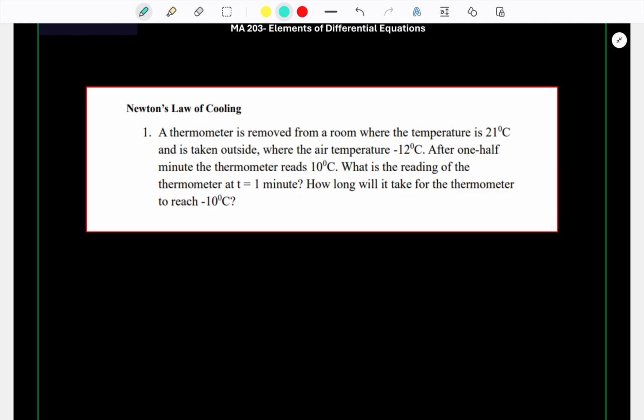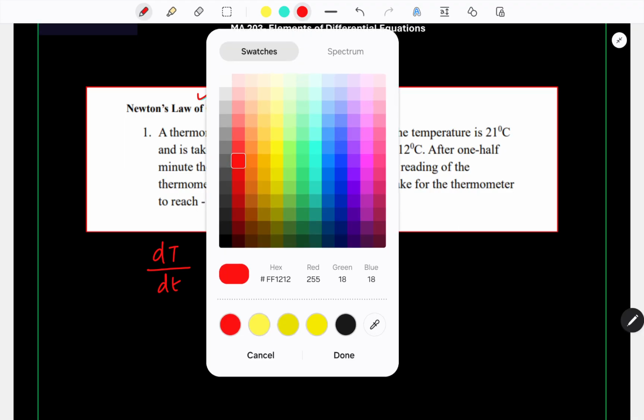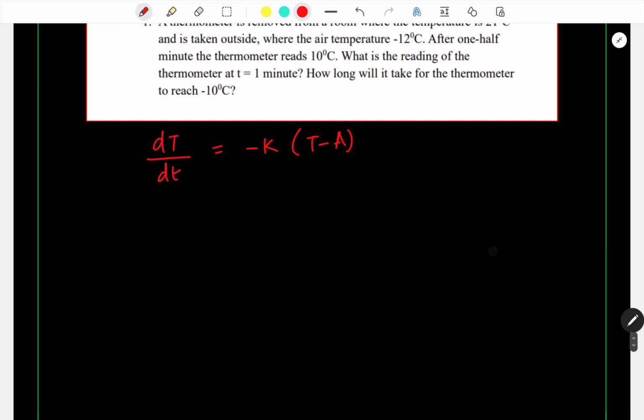So let us make this question also, right? Before going to this, it is very clear, it is Newton's law of cooling. So let's start the equation. What is Newton's law equation, which is the differential equation? dT divided by dt is equal to minus k times (T minus A). Let us solve this one.